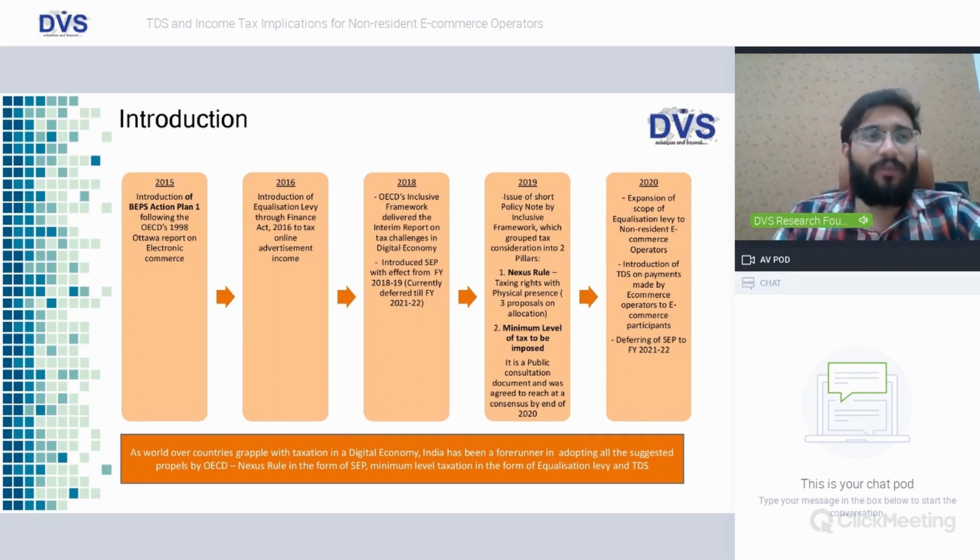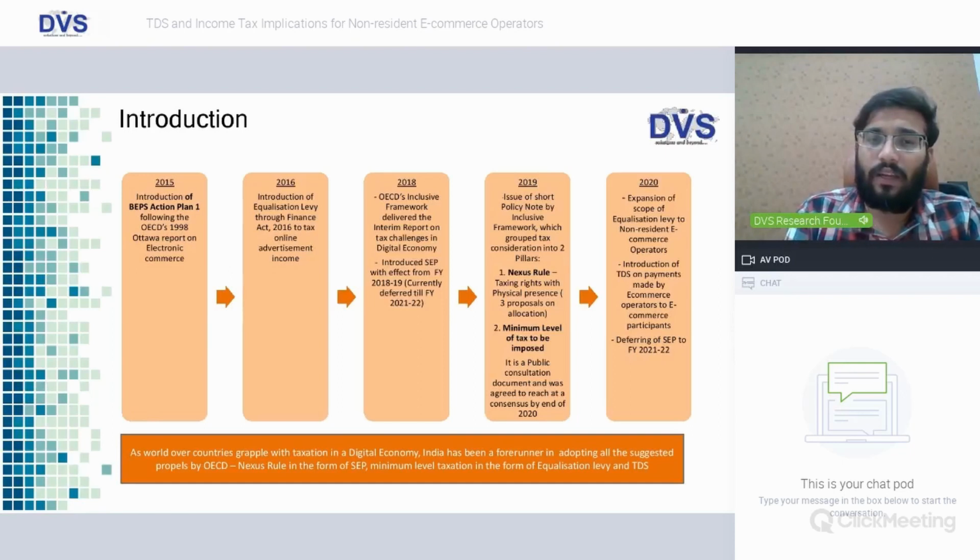There have been some issues in taxing e-commerce operators worldwide, but India has been a forerunner in adopting all the suggested proposals by OECD. In 2015, there was the introduction of BEPS Action Plan 1 following the OECD's 1998 Ottawa report on e-commerce. In 2016, the Equalization Levy was introduced through the Finance Act 2016 to tax online advertisement income. As of today, the scope has been expanded to e-commerce operators via the Finance Act 2020.